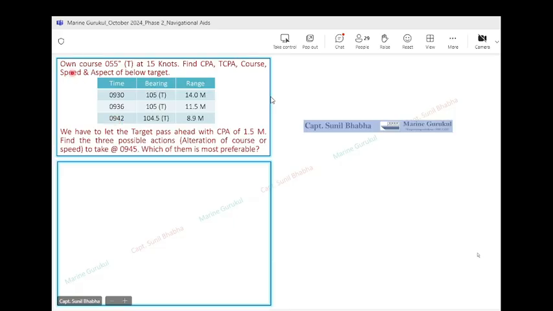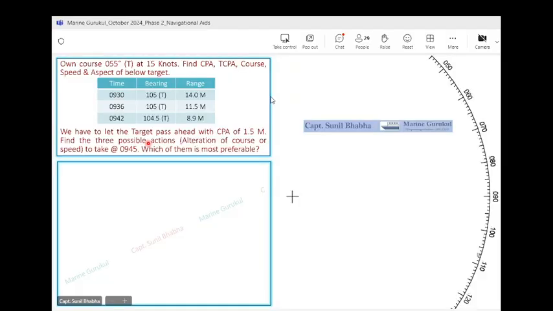So if you see, the first part of the question is a simple plotting exercise. Own ship course and speed is given. We have to find the CPA, TCPA, course, speed of the target and aspect. So this is a simple basic plotting question. The second part requires us to predict our action. So let us see how we do this question.